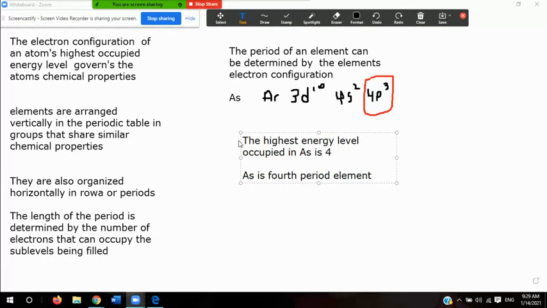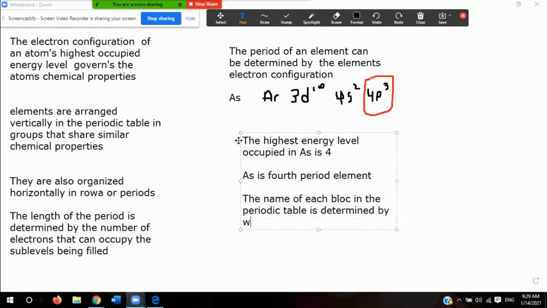So another thing worth noting is that the name of each block in a periodic table is determined by whether an s, p, d, or f sublevel is being filled.